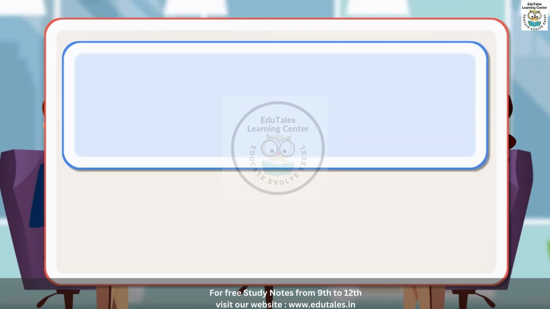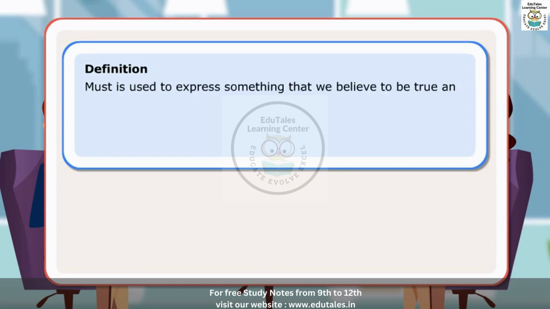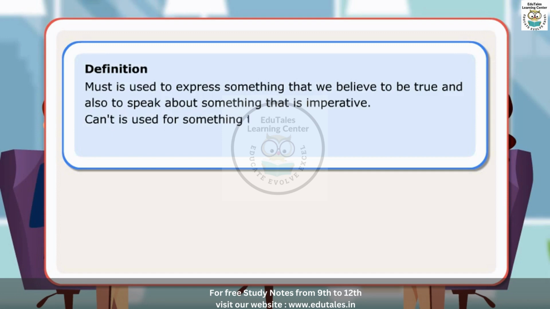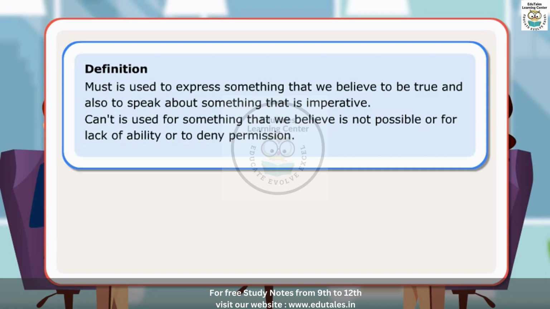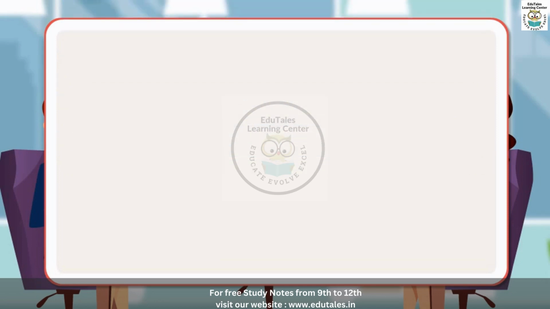Definition. Must is used to express something that we believe to be true and also to speak about something that is imperative. Can't is used for something that is not possible or for lack of ability or to deny permission. Both must and can't are followed only by the first form of any verb. Let us look at a few sentences.